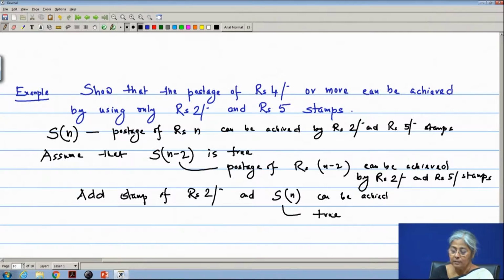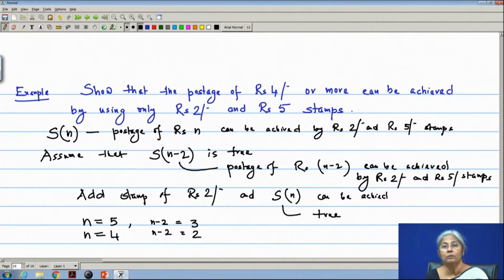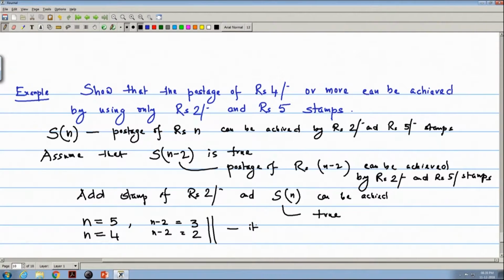Now, say n equal to 5, then n minus 2 is 3. But our statement is not given for n equal to 3. Or say if n equal to 4, then n minus 2 is 2. So, it is not given. The statements are only for rupees 4 or more.